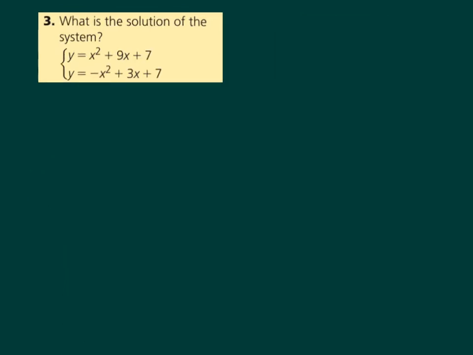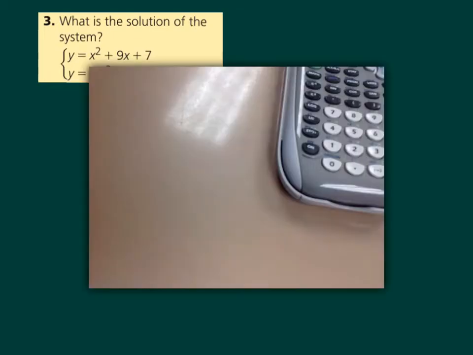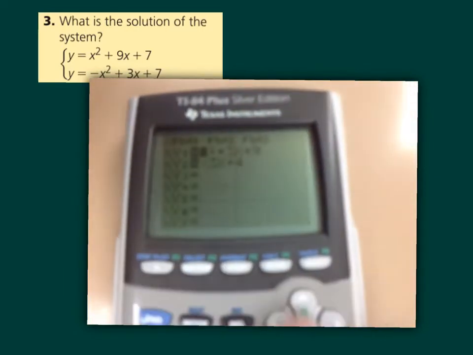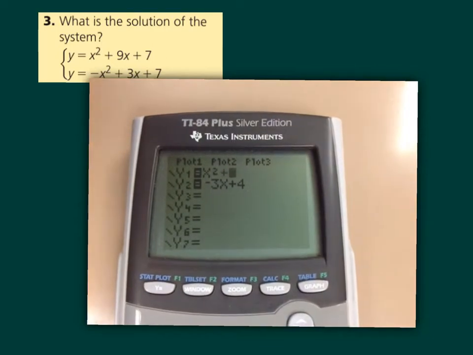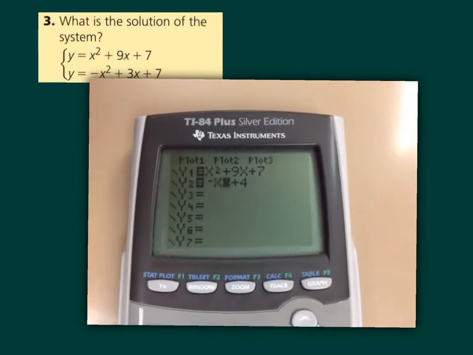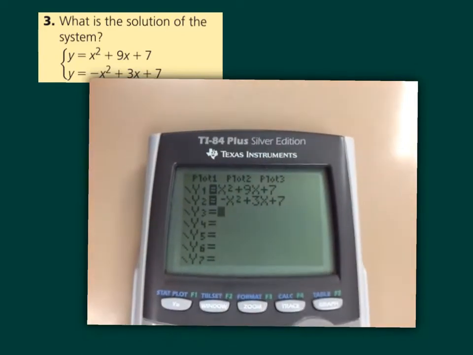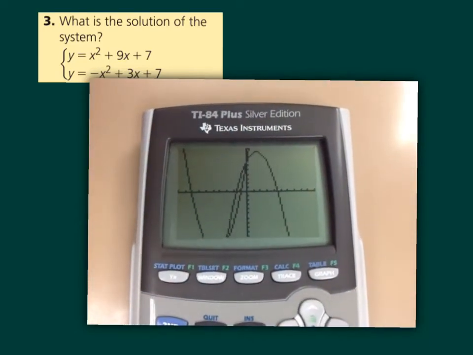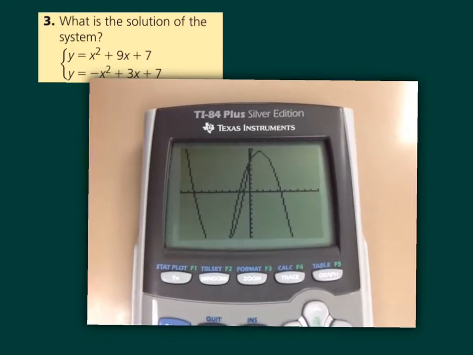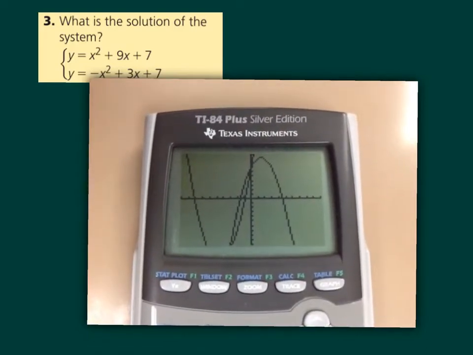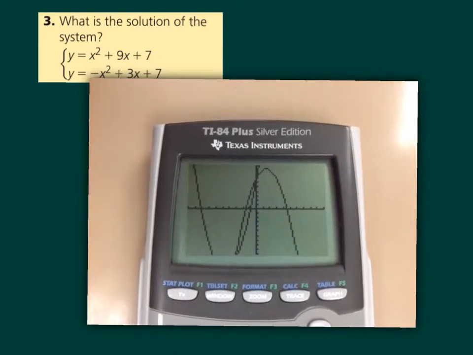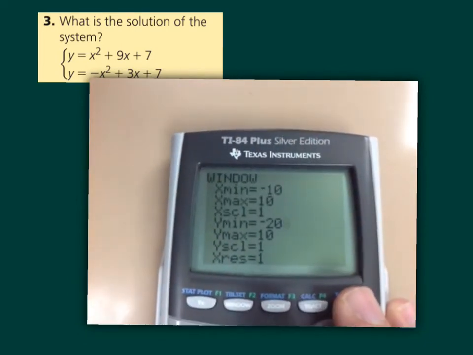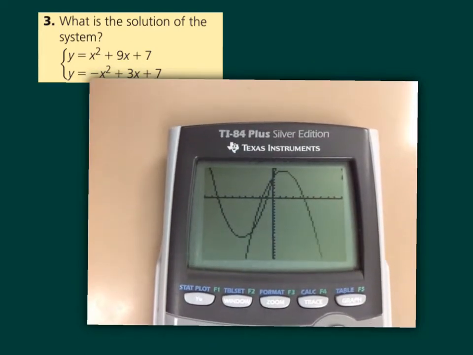Now our system is made up of 2 quadratic equations. We're going to add another fun little video box. Same process though. Y equals x squared plus 9x plus 7, negative x squared plus 3x plus 7. I'm going to try the standard zoom window, zoom 6. When you do that, you can tell that our window needs to be extended in what direction? Down. So you go to window, y minimum, change it to -20. Now we can see it.